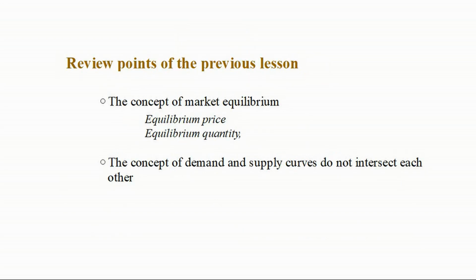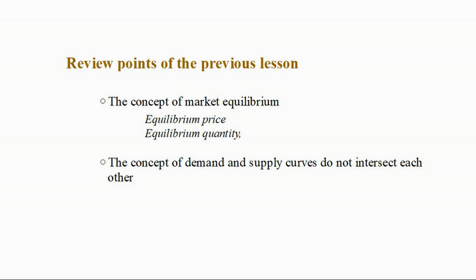Students, do you remember what I have discussed in the previous session? In the previous lesson, we have dealt with the concept of market equilibrium. Market equilibrium refers to a situation in which the quantity demanded of a commodity equals the quantity supplied of a commodity. In market equilibrium, there is equilibrium price and equilibrium quantity. It is a condition where demand and supply become equal. At this point, we will have equilibrium quantity and equilibrium price.